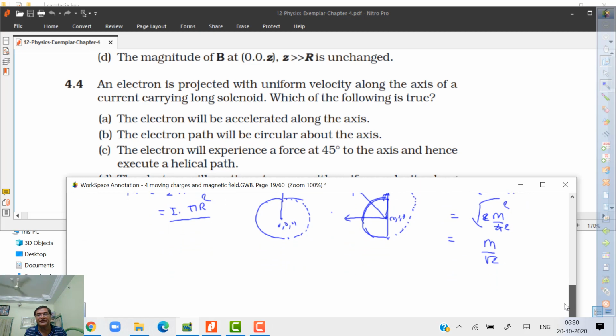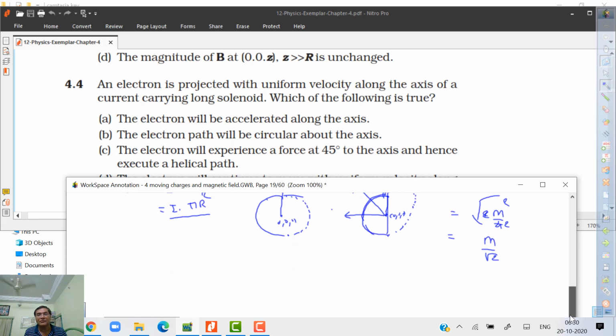So one more question again. An electron is projected with uniform velocity along the axis of a current carrying solenoid. Which of the following is true? So suppose this is your solenoid and this is its axis here. So the electron is projected here itself.